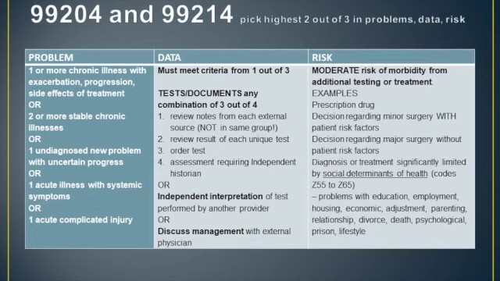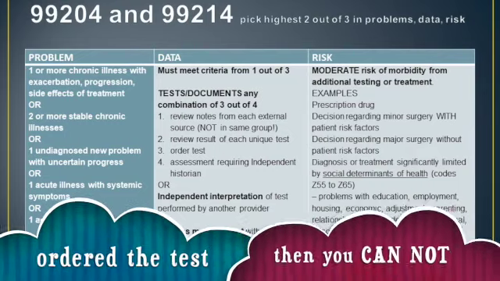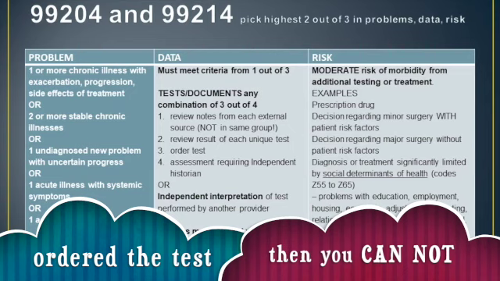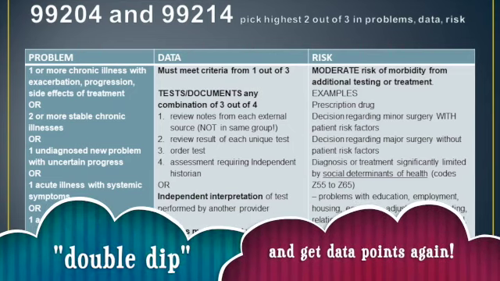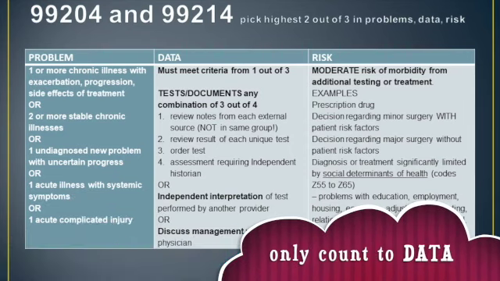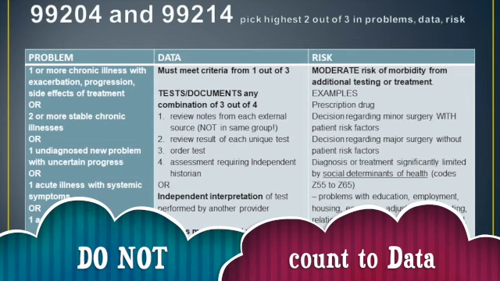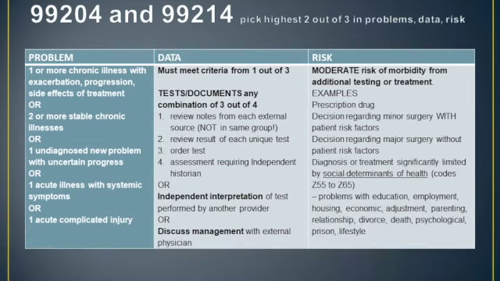So you review notes from an external source. You review the result of each unique test. So again, if you have a CBC, that's 1 unique test. If you did a TSH and a free T4, those count as 1 unique test because they go towards the thyroid. If you do a glucose, hemoglobin A1C, and insulin, those go towards 1 unique test. So each of those unique tests that are reviewed give you 1 point there. If you order a test, so you order a hemoglobin A1C, insulin, and thyroid, then that is a data point for tests and documents, or your assessment requiring an independent historian.